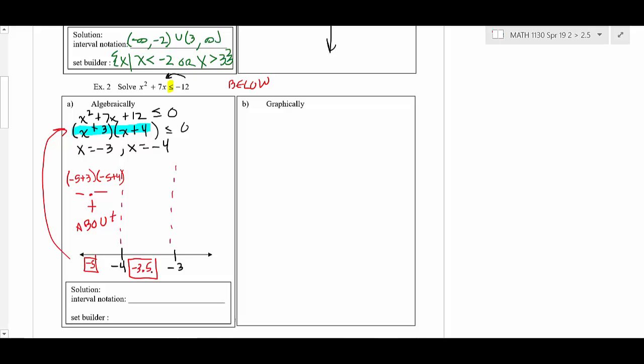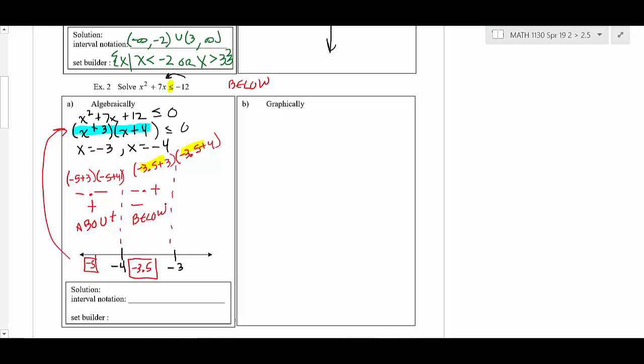So I'm going to use negative 3.5, something that's in the middle. If I plug this in, I would have negative 3.5 plus 3 times negative 3.5 plus 4. Remember, all you care about is whether these things are negative or positive. That first factor is negative, so negative 3.5 plus 3 is a negative. The second one is positive. So positive times negative is negative. That means you're below.